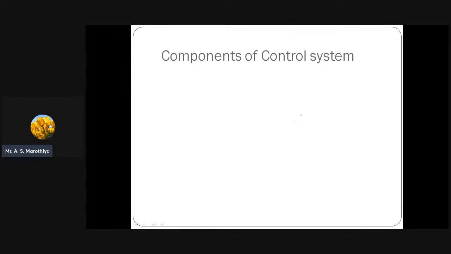Now let us discuss what are the components of a control system. For example, if you want to design a control system, then what are the basic components available in it? If you take any physical control system, it consists of mainly two components in it. First one is called the plant, and second one is called the controller. So if you take any physical control system, it consists of two basic main components. First one is called the plant, and second one is called the controller.